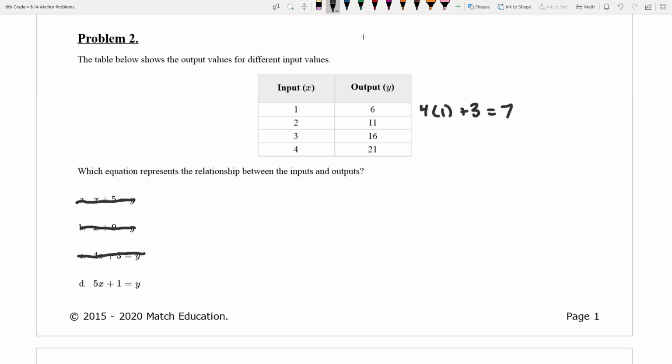5x plus 1 equals the y. Let's see, 5 times 1 plus 1. 5 times 1 is 5, plus 1 is 6. That works. Let's try the next one.